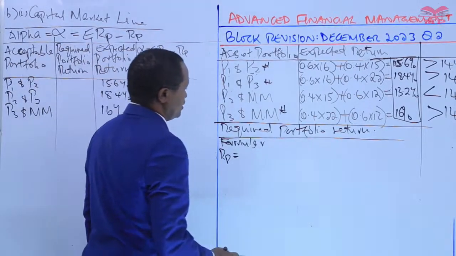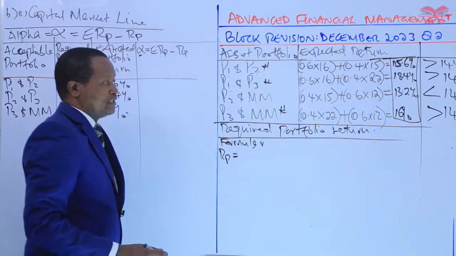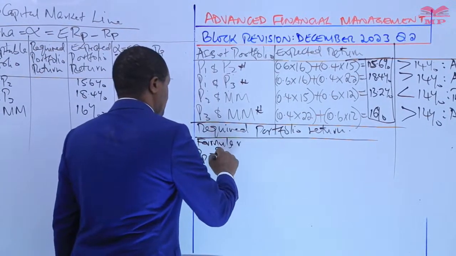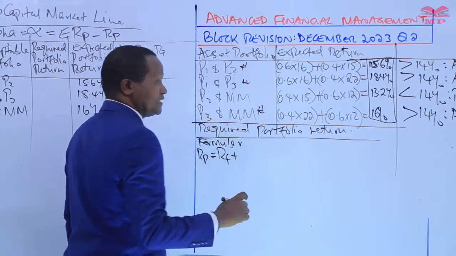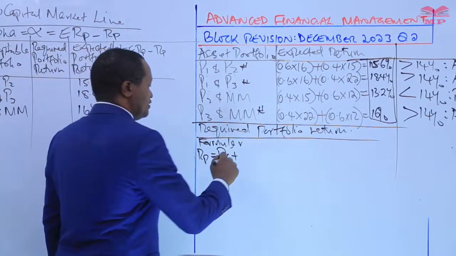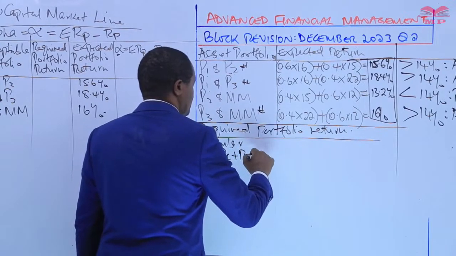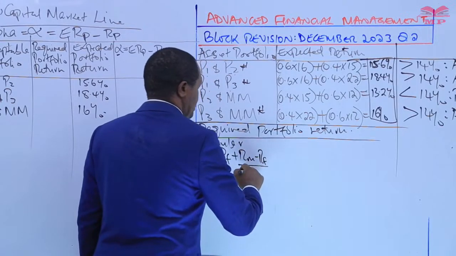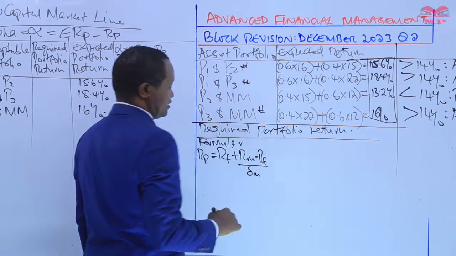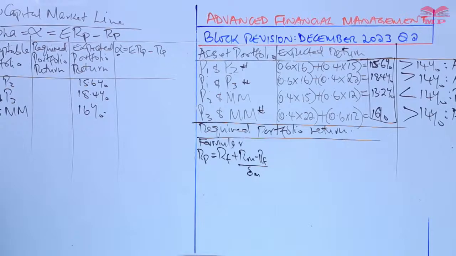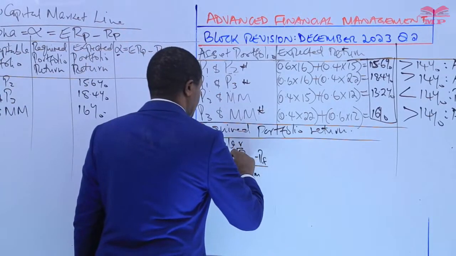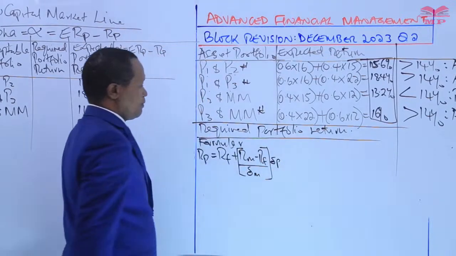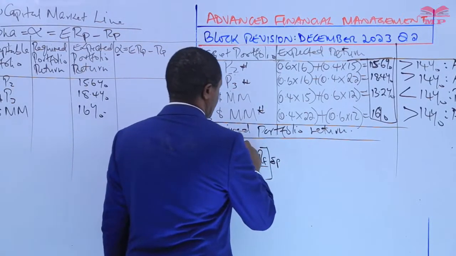So the formula for required rate of return, candidates, is determined by adding the risk-free rate plus the premium, we divide by the standard deviation for the market, then we multiply this by the standard deviation for the portfolio. So that is the formula.